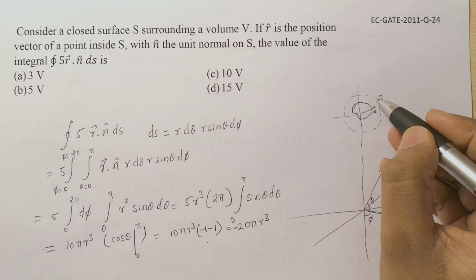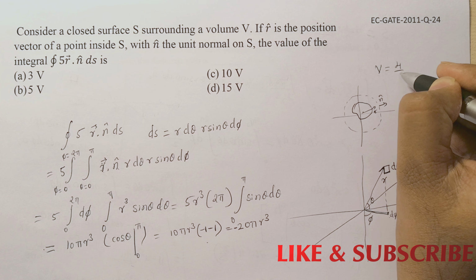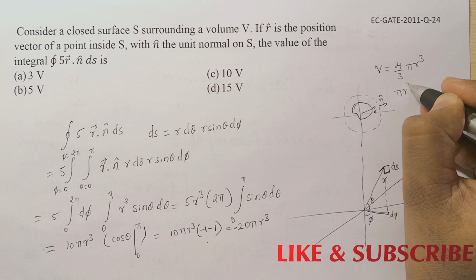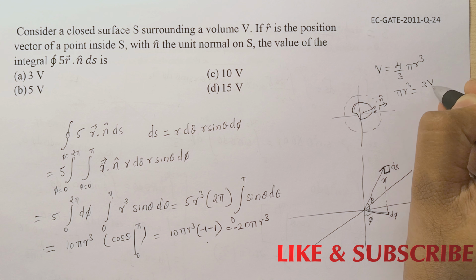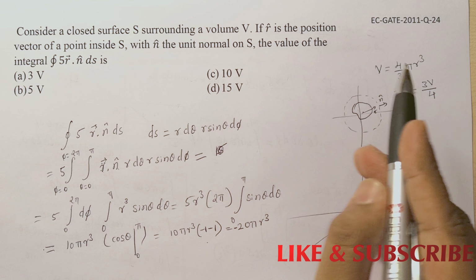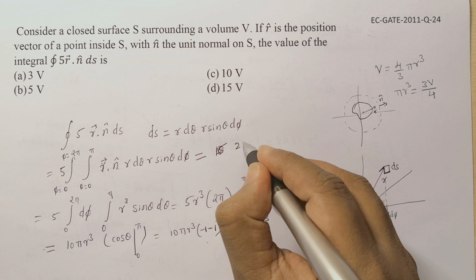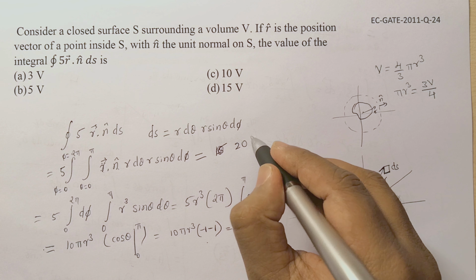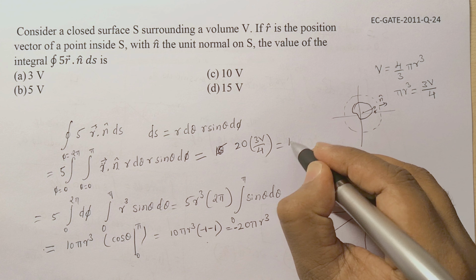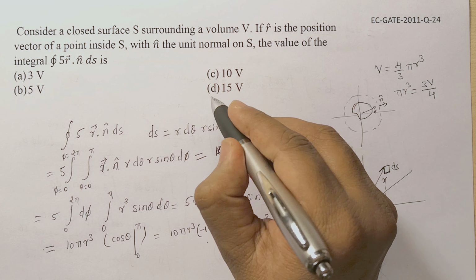We know that the volume of this sphere V is 4 by 3 pi r cube. Now we can write pi r cube equal to 3V by 4. By substituting this into pi r cube, we get 20 times 3V by 4, which is 15V, and the answer is D.